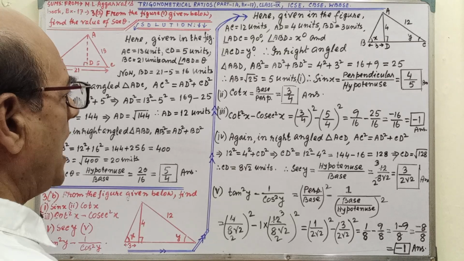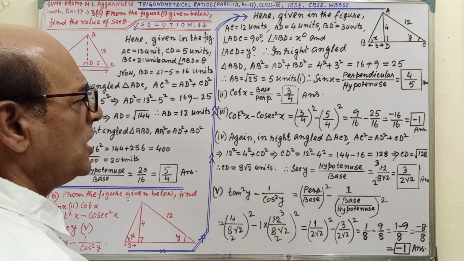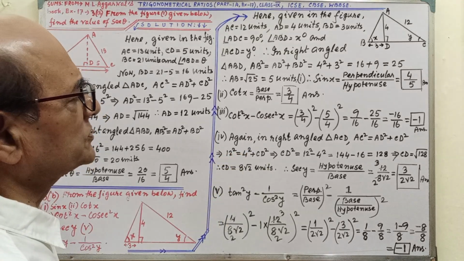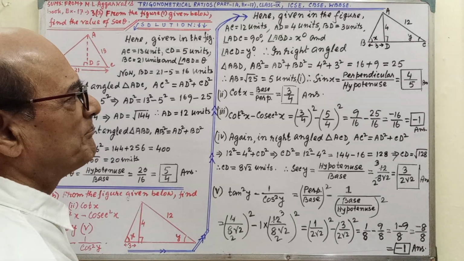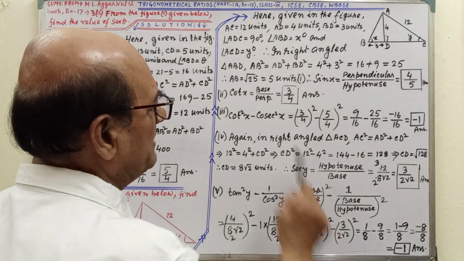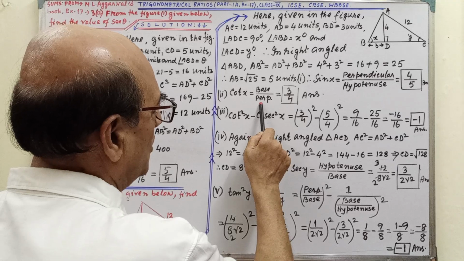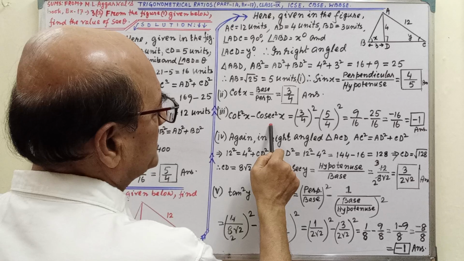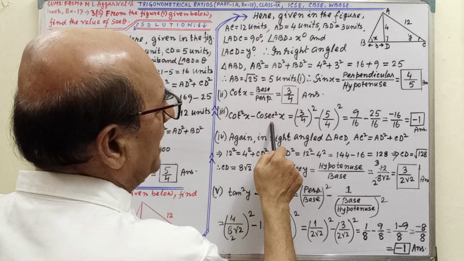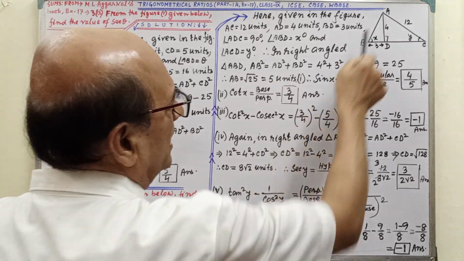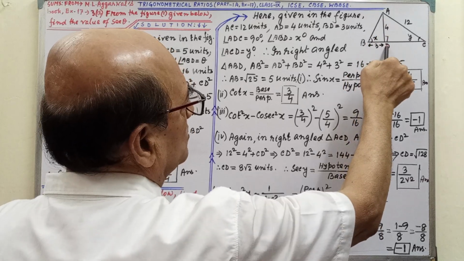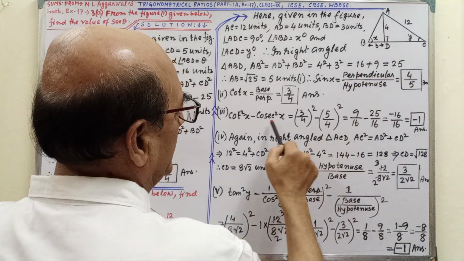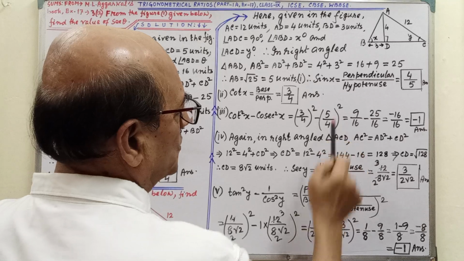Next, part 3, we have to find cot square x minus cosec square x. Cot square x: cot is base by perpendicular, as we just saw. Here it is squared, so 3 by 4 whole square. Cosec is hypotenuse by perpendicular, that is 5 by 4. Here it is squared, so 5 by 4 whole square.